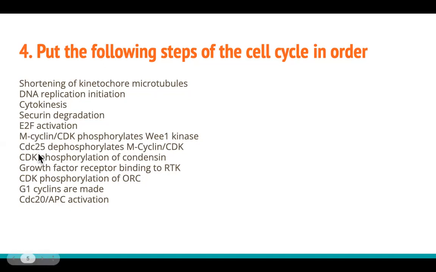What do you think is first? Okay. So first, I think, well, I'm trying to read all of these. These are a lot. G cyclins are made. I believe that's the first one, but I'm trying. Oh no, growth factor receptor binding to RTK would be the first one. And then I would say G cyclins are made, but I don't know if I see another one before that. Nope, you're good.